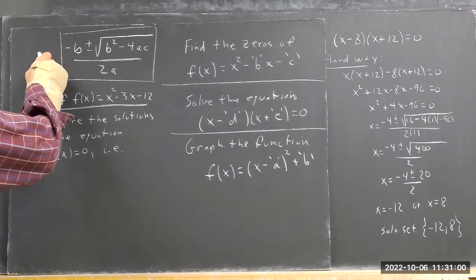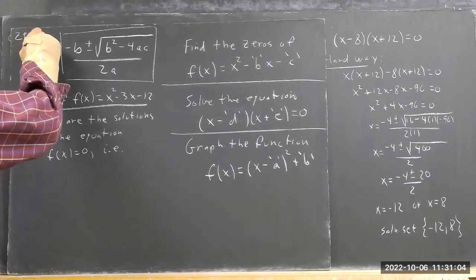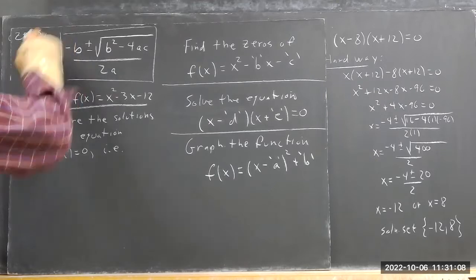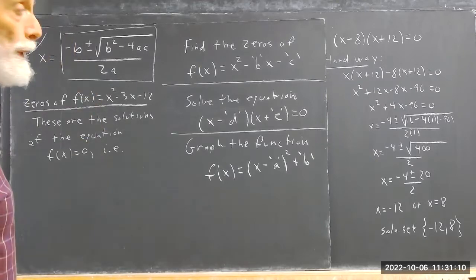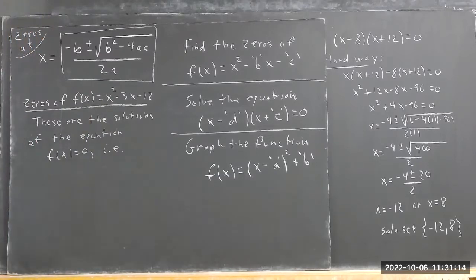So the zeros are, x equals negative b plus or minus, and so forth. And a lot of you knew that formula. Okay, and that's good.